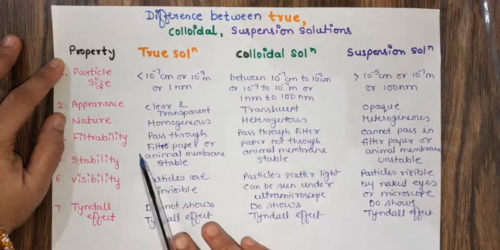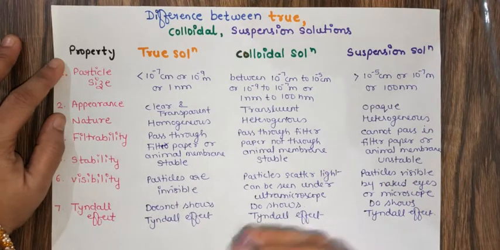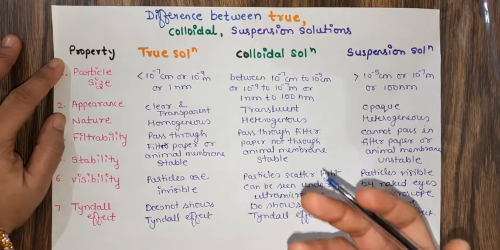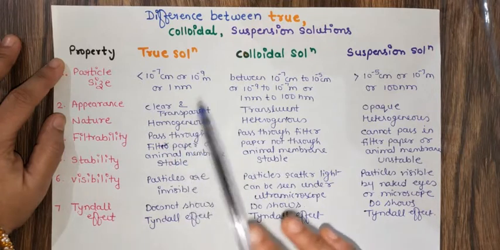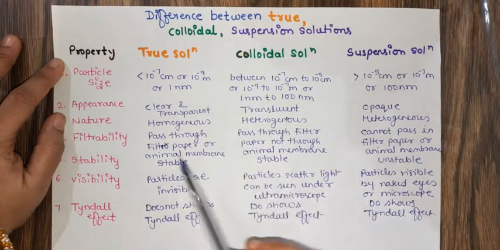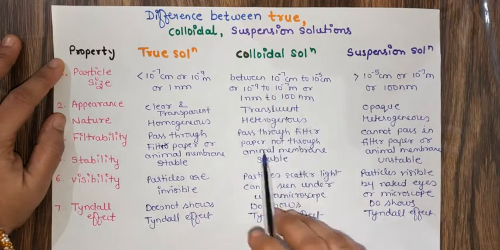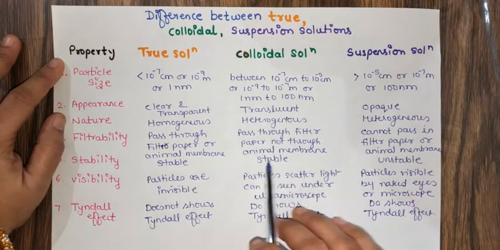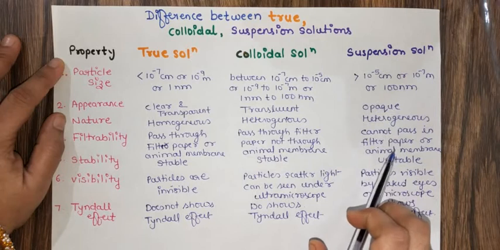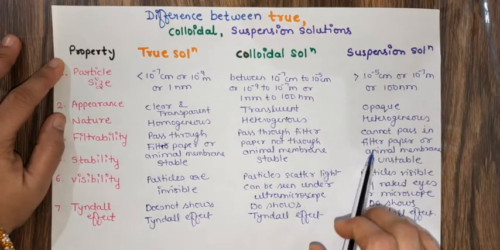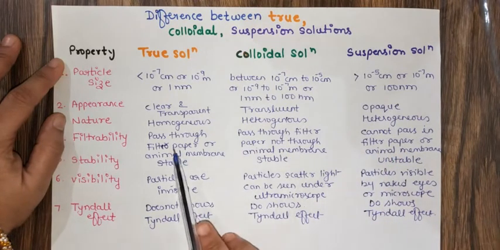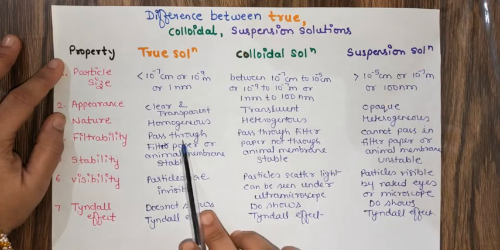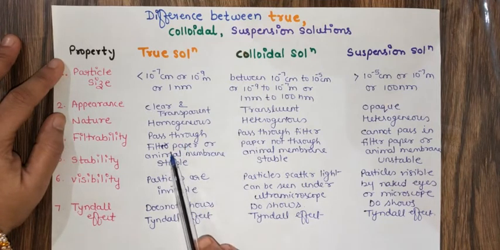If we talk about filterability, meaning the ability to pass through filter paper or animal membrane, the particles in a true solution will pass through both filter paper and animal membrane. In a colloidal solution, they pass through filter paper but not through animal membrane. And in a suspension, they cannot pass through either filter paper or animal membrane. Why? Because of the particle size. The particle size of a true solution is very small, so the particles can easily pass through filter paper or animal membrane.